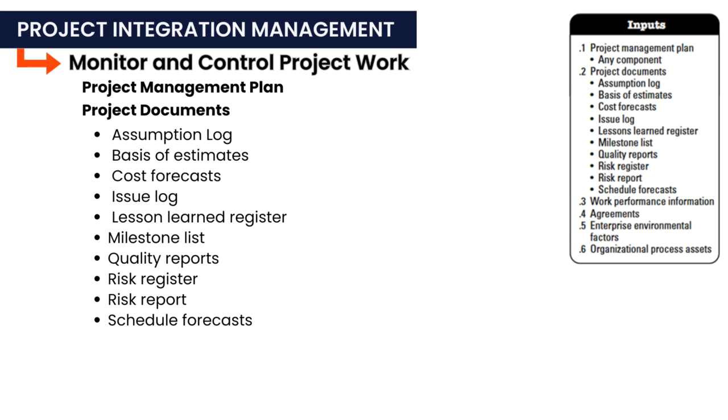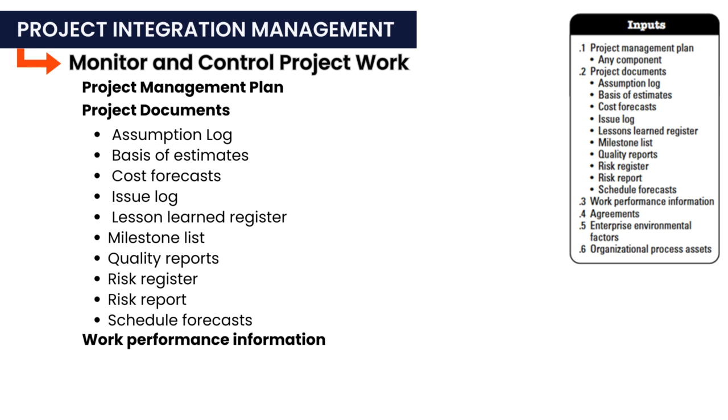Risk register. The risk register captures information on threats and opportunities encountered during project execution. Risk report. The risk report provides an overview of the project's overall risks as well as specific details on individual risks. Schedule forecasts. Schedule forecasts analyze past project performance to determine whether timelines are within acceptable limits and to identify the need for change requests. Let's move on to the next input, that is work performance information.